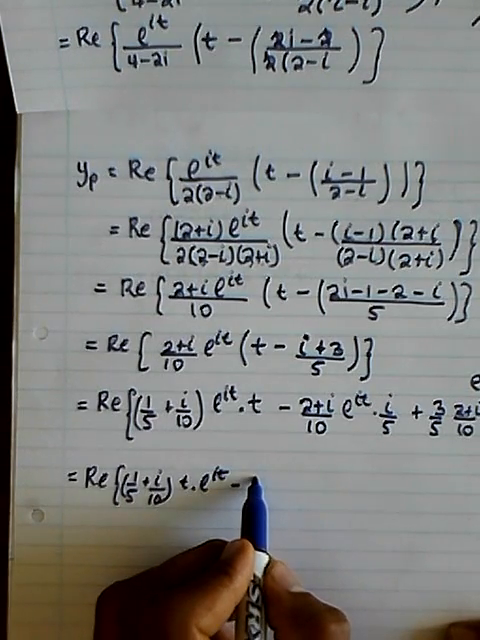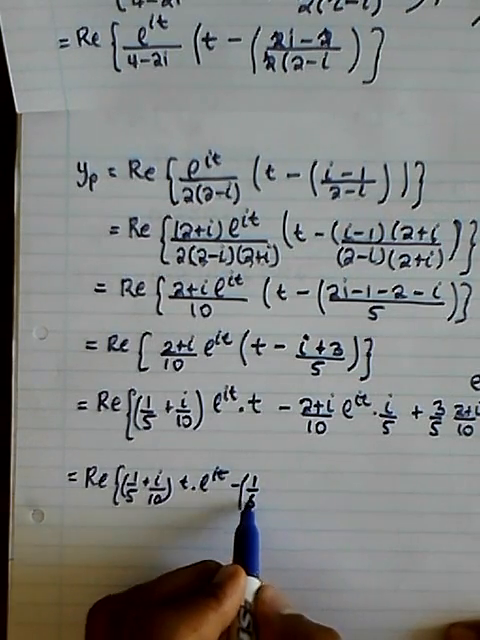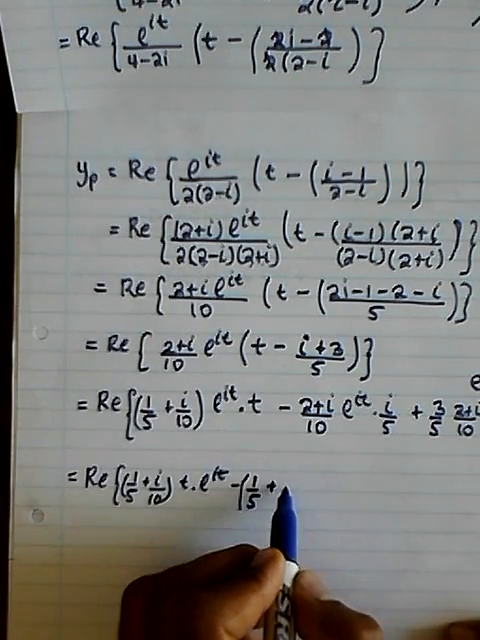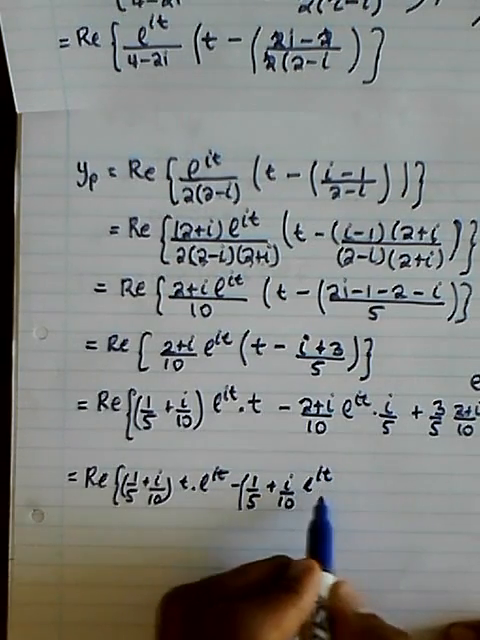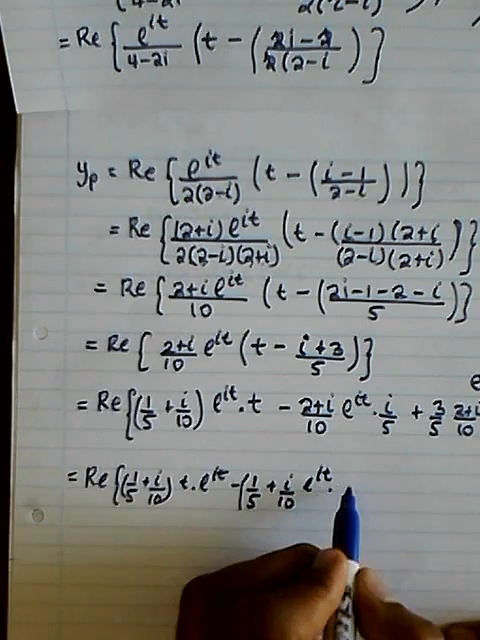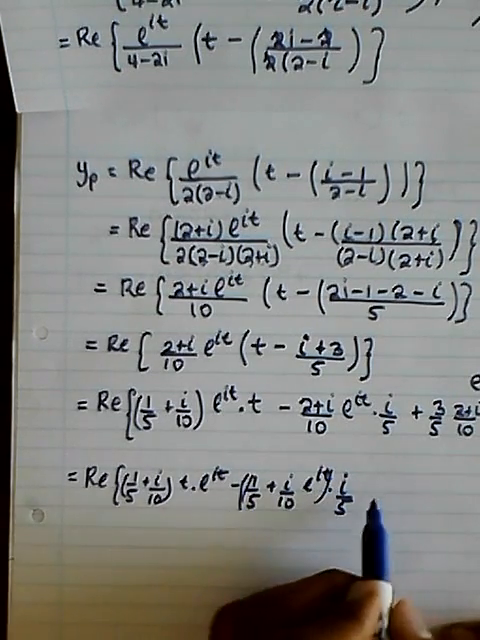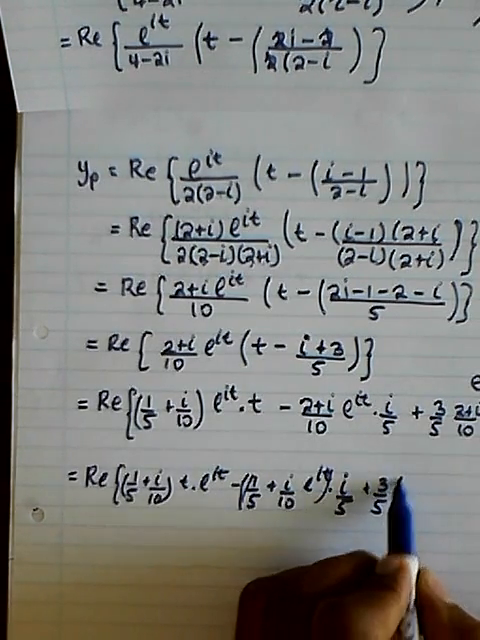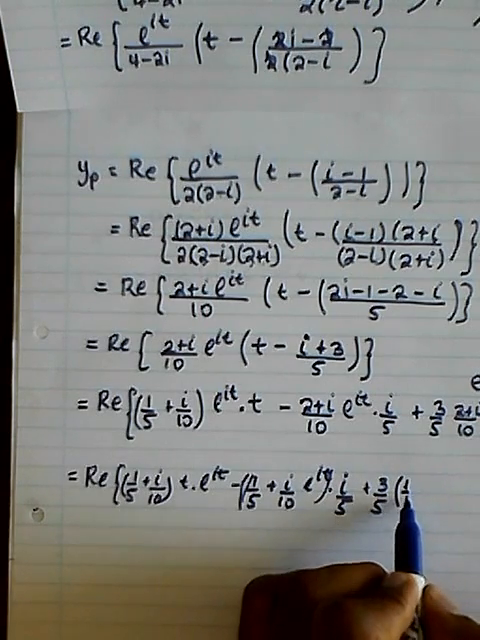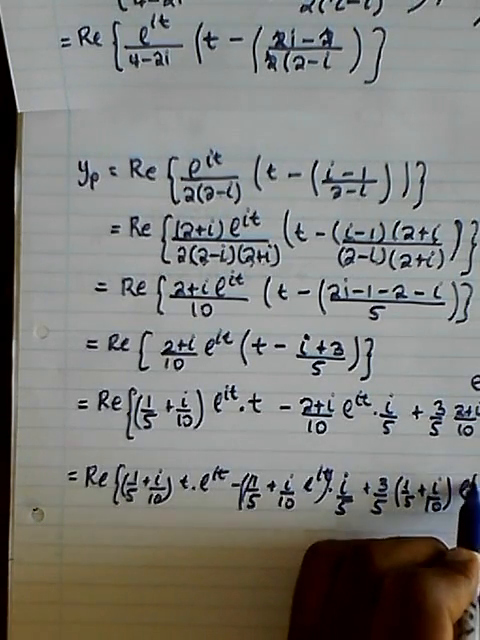Minus, let me put this, minus 1 over 5 plus i over 10 e to the power of it, multiplied by e to the it times i over 5. Everything here is multiplied by i over 5 plus 3 over 5, multiplied by 1 over 5 plus i over 10 e to the power of it.